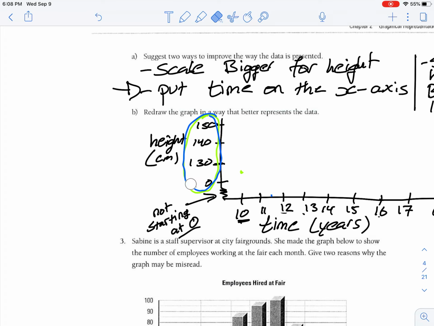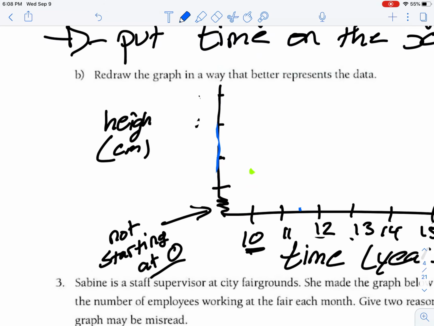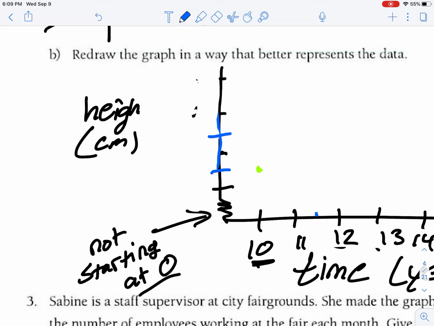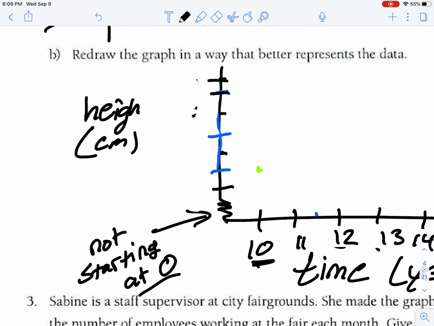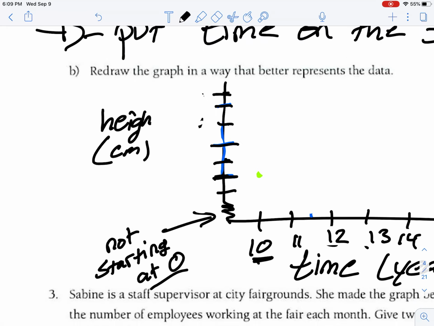I wouldn't suggest you erasing all of it, but if I were to erase all this and do it all over again, I would definitely be a little bit more cautious and do something like this. Especially on an exam, guys, you want to be certain that you are doing the proper incrementations.